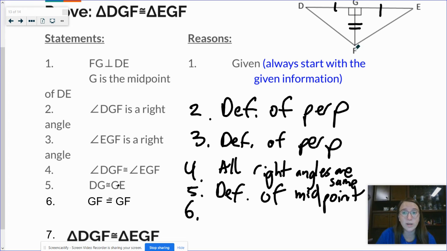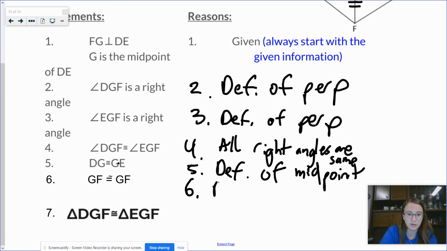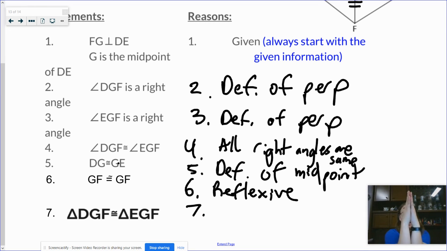What is the reason we give if we are saying the same side is congruent to the same side? What is the reason for this? Reflexive property. You can go ahead and just say reflexive. It's a reflection. You are congruent to your reflection. They are the same thing. If we separated them out, they would be reflections of each other, the same thing. Now we have enough information to say these triangles are congruent.